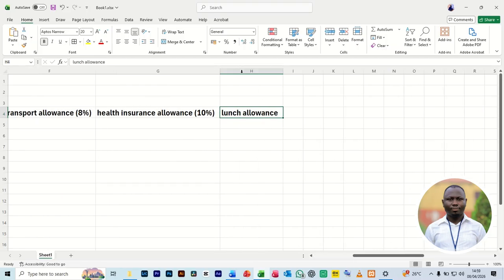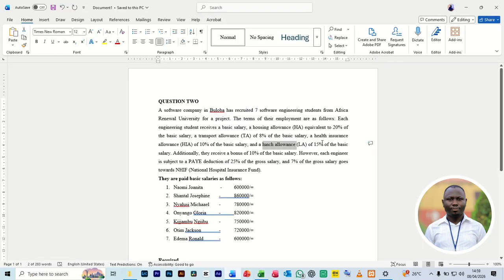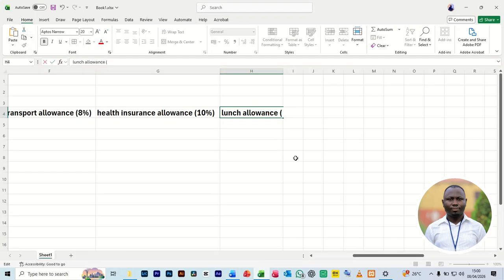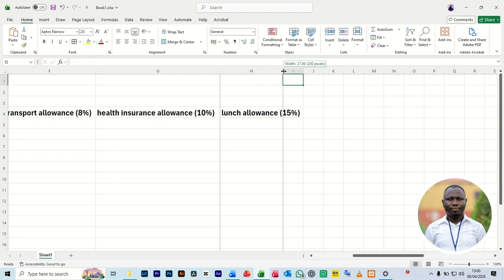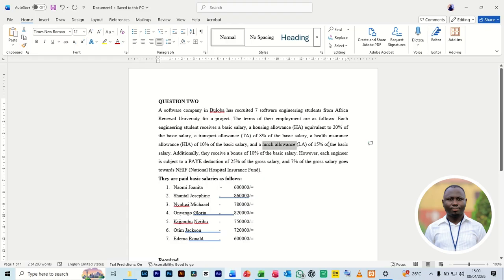And then when we see lunch allowance, what is the percentage for lunch allowance? 15% of the basic salary. 15% of the basic salary, we close. We move to another allowance. What's the other allowance? That was lunch.